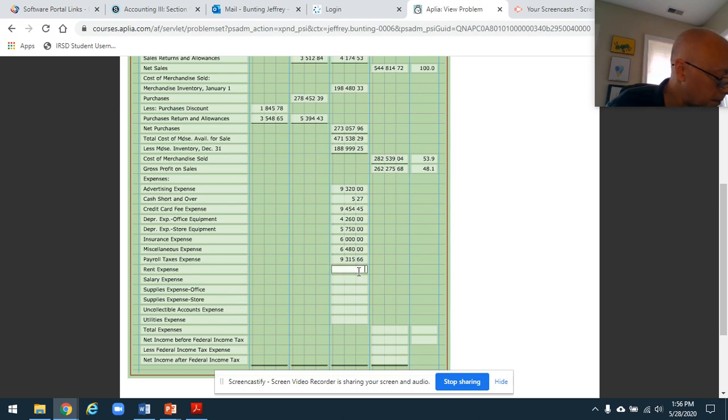Rent, that's a big one. Rent is not that horrible, but still, we're looking at $1,500 a month. Okay. Salary expense. This is our biggie, 102,576. Okay. Then we got our supplies office that we bought. Again, I'm just going down here and I'm just plugging in using the worksheet.